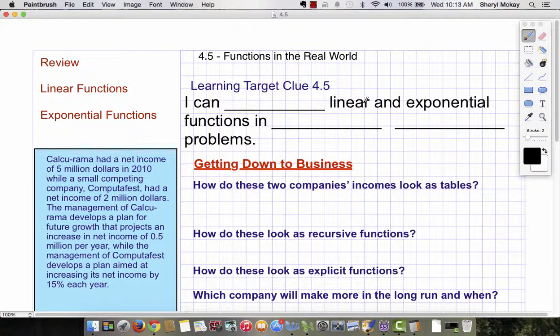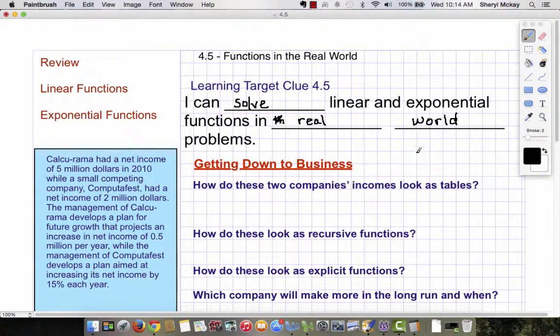We are working on Clue 5, which is all about using functions in the real world. So let's start by going ahead and filling in our learning target. I can solve linear and exponential functions in real world problems. You don't need that in real world problems, okay?